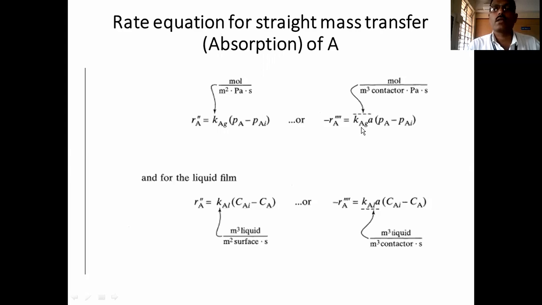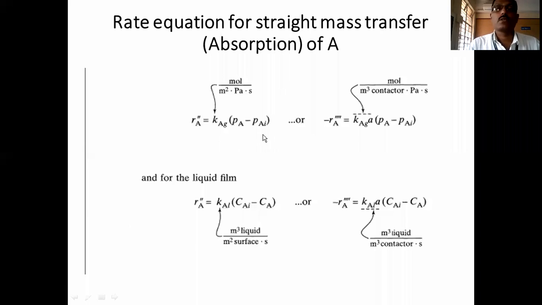If we consider the interfacial area, we can write kAg a in terms of interfacial area, that is mole per meter cube of contactor. The interfacial area is measured in meter square per meter cube of contactor. So the meter square cancels and meter cube comes in. So kAg a, in terms of volume, is mole per meter cube of contactor per Pascal per second.